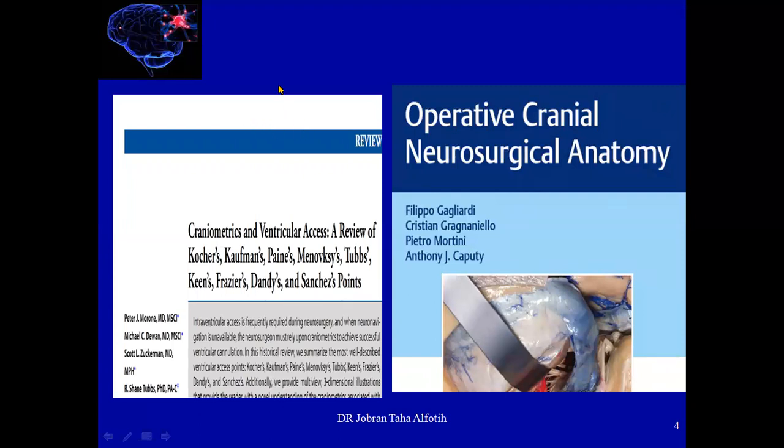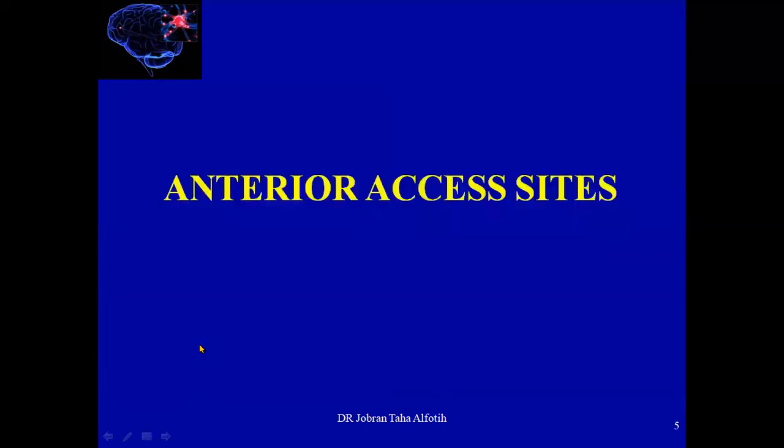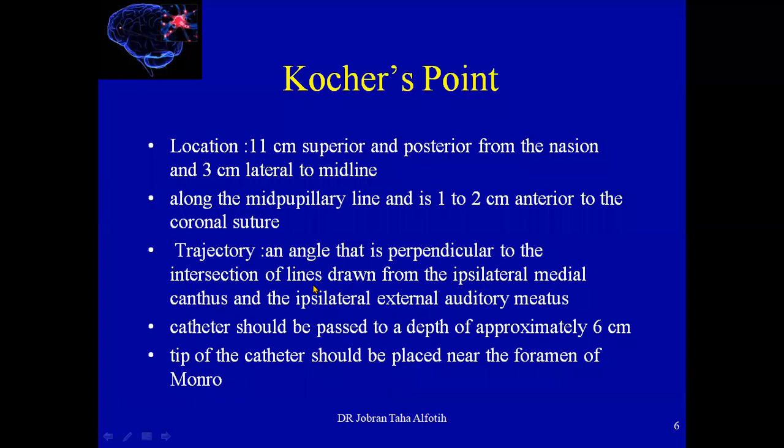The pictures in this lecture are coming from the operative cranial neurosurgical anatomy, and also from the craniometrics and ventricle access review for points of the ventricle written by Morin and Michel Diwan. So we're starting from the anterior access side, starting from Kocher's point, which is here.